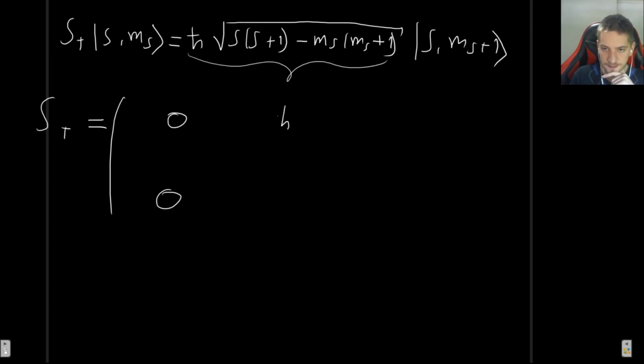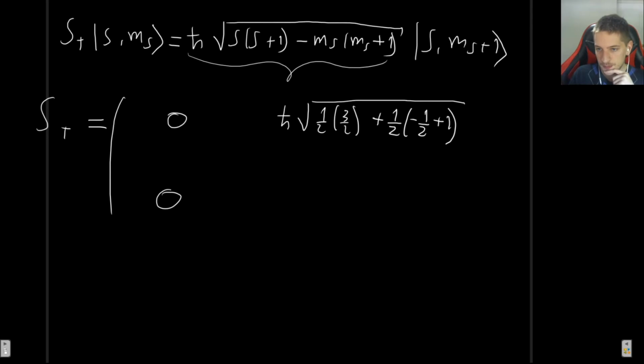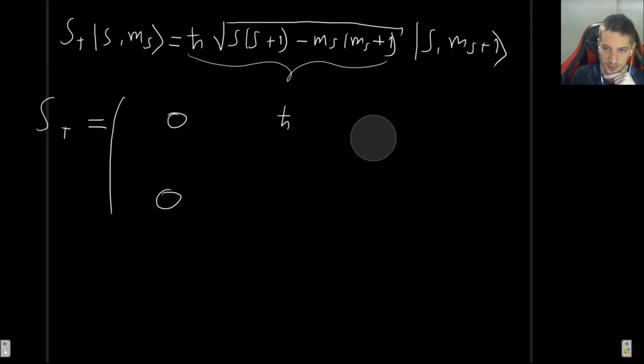So h bar, square root of S, which is 1 half, times S plus 1, which is 3 halves, minus m_s, but m_s is minus 1 half, so it's positive. And then we have minus 1 half plus 1. So when we do that, let's see. This is 3/4. And here, this is going to be plus 1/2 times 1/2, that's just going to be 1/4. So 3/4 plus 1/4, this is simply 1, and the square root of 1 is 1.